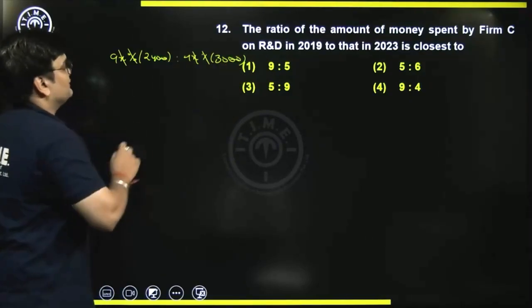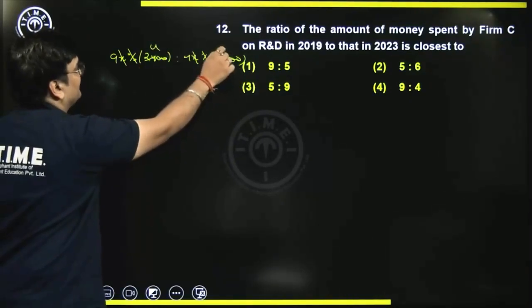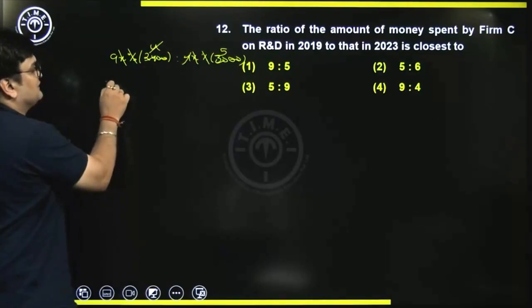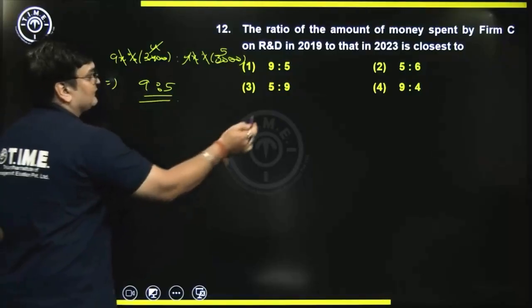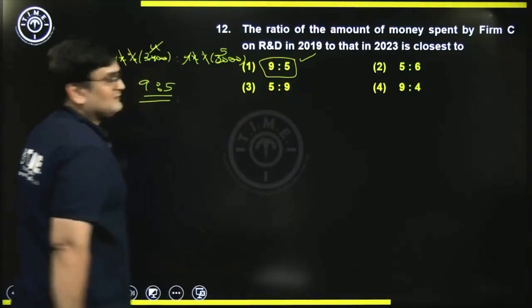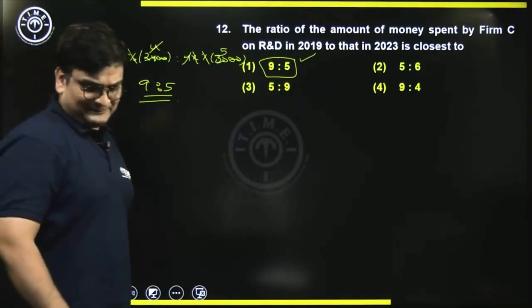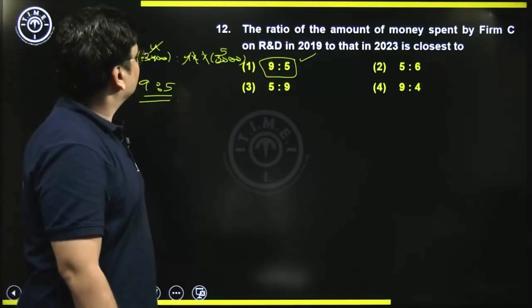00, 00 will cancel out. 6 will go 4 times, 6 will go 5 times, 4 and 4 will cancel out. So finally I will be left with 9:5. So option choice 1 will be the correct answer for this. Alright.